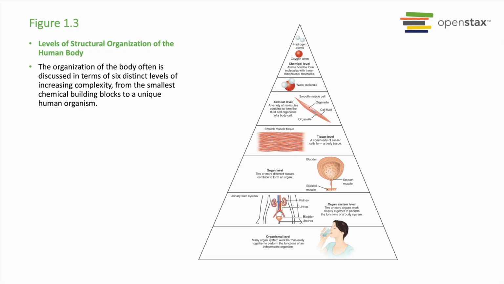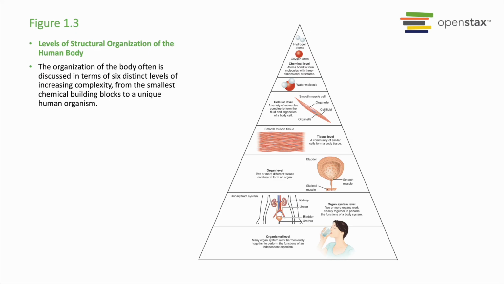Figure 1.3: Levels of structural organization of the human body. The organization of the body often is discussed in terms of 6 distinct levels of increasing complexity, from the smallest chemical building blocks to a unique human organism.